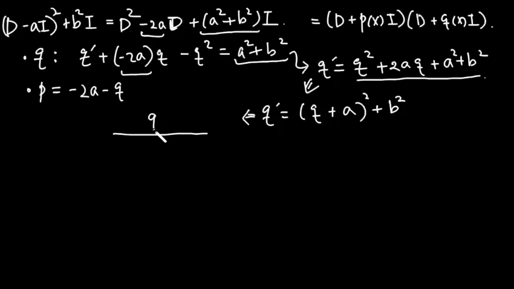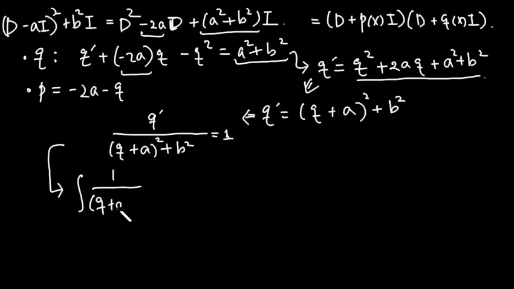Over there, here's a q prime, and down there is (q plus a) squared plus b squared, equals 1, you divide both sides by that quantity. So the left hand side is purely in terms of q with q prime up there, so the separable equation will work nicely. So here's the integral of 1 over (q plus a) squared plus b squared, q prime dx, which is dq, that's what that is.